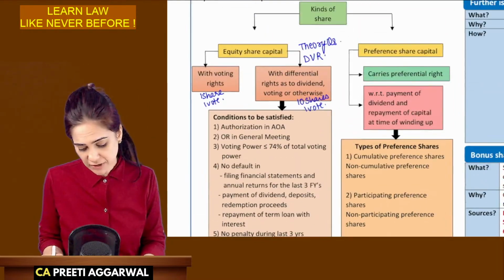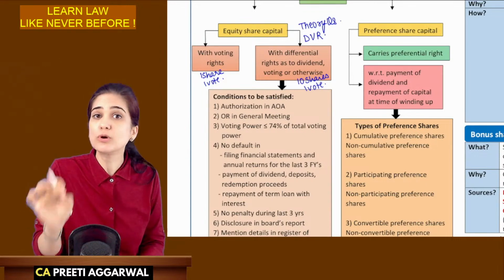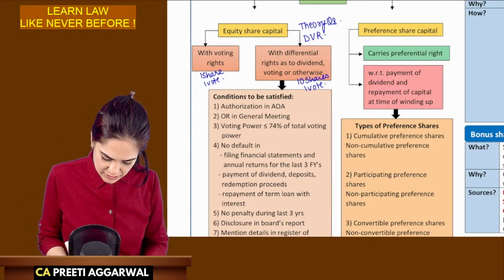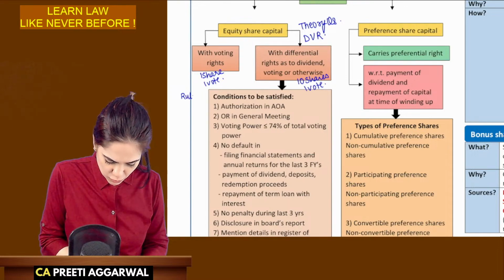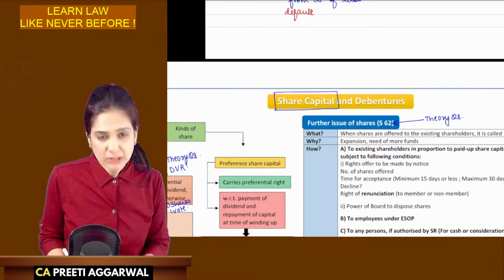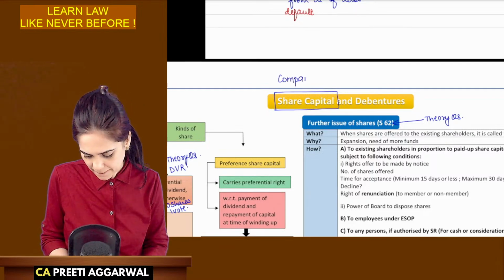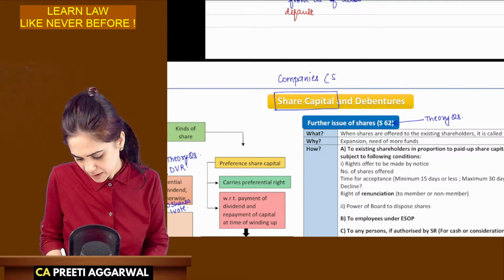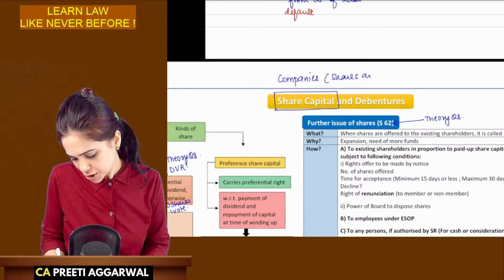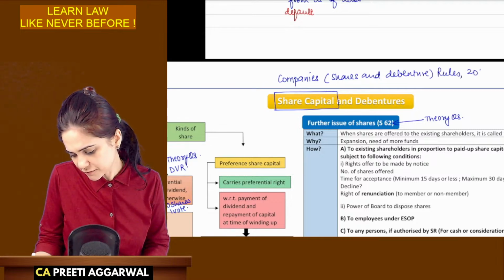Now, students, if this question is asked in the exam, they may expect you to write the rule also. So please note that these provisions are covered in Rule 4. Now, which rule is applicable to this chapter? The rule which is applicable to this chapter is the Companies (Share Capital and Debentures) Rules, 2014.